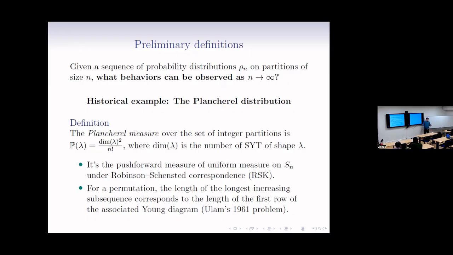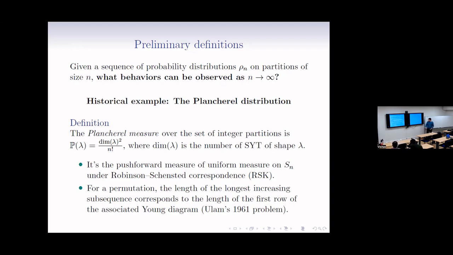Okay, so that's one reason, but okay, why do we care about this particular map? So the reason is that it allows us to study certain problems from permutations by studying this distribution over partitions. So it happens that the length of the longest increasing subsequence of a permutation corresponds exactly to the length of the first row of a random Plancherel partition.